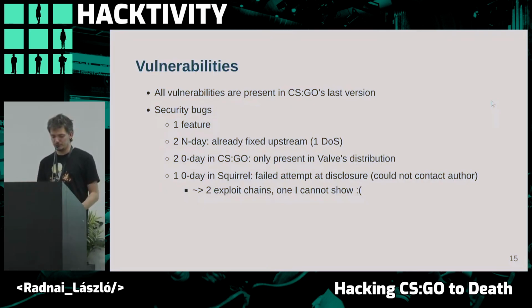From the security bugs I found, one is a feature, two are end days, and one is only a denial of service: 2 0-days in CSGO, and 1 0-day in Squirrel. The last one I won't be talking about today, sadly. I found these bugs independently, but it can be seen that some of them were already end days, fixed long ago when I found these vulnerabilities. So 2 of them were public.